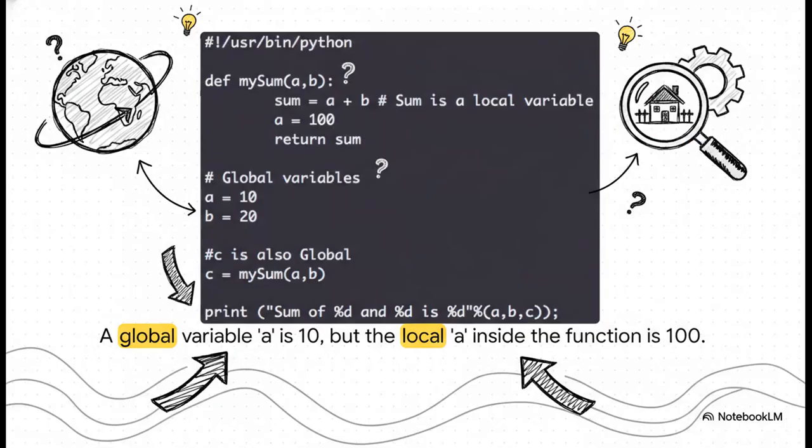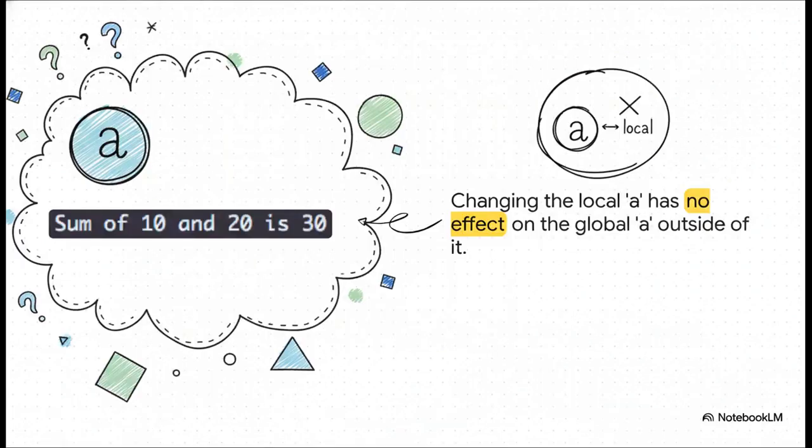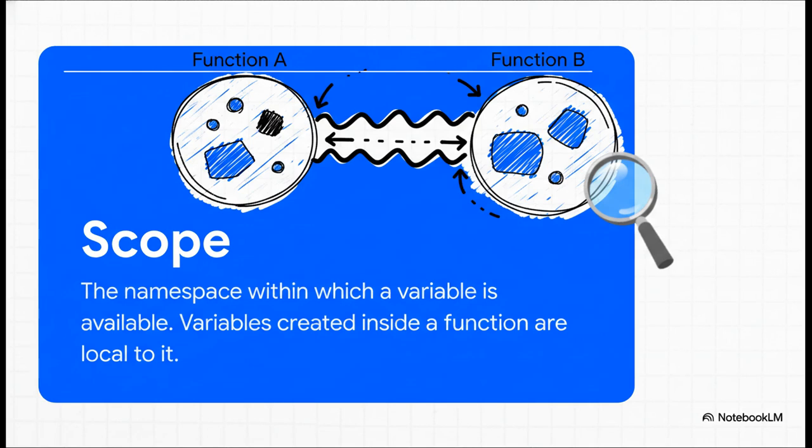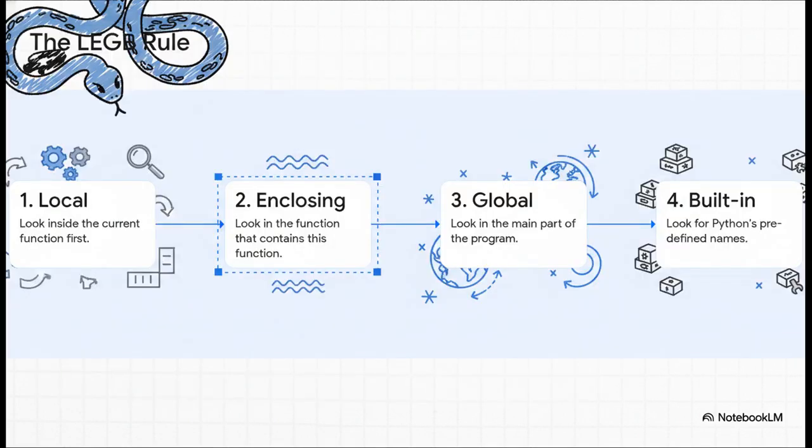Here, we have what's called a global variable, a, that we've set to 10. But then, inside the function, we assign a totally new value of 100 to a local variable that's also named a. And here is the absolutely crucial part. Changing the local a inside the function's bubble has no effect whatsoever on the global a that's outside of it. They are completely separate. This separation is a core concept in programming called scope. It's basically a set of rules that Python uses to keep all of our variables from interfering with each other and causing total chaos.